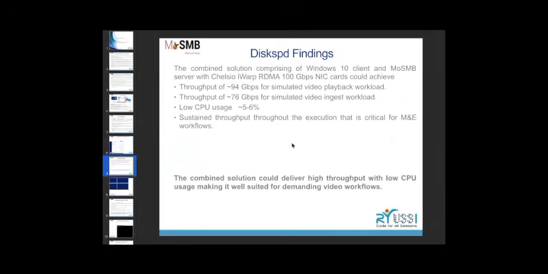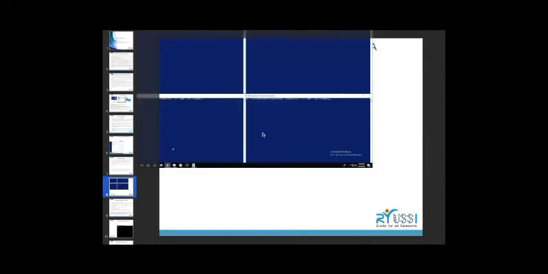So I'll just summarize the diskspd findings. With the combined solution, we could achieve a throughput of 94 gigabits per second for the simulated video playback workload. We could also achieve a throughput of 76 gigabits per second for the video ingest workload. The CPU utilization was fairly low in both cases, just around 5 to 6%, and the throughput was sustained throughout the entire run. And this is critical for M&E workflows because you obviously don't want to have any dropped frames. So I'll move on to the second demo.